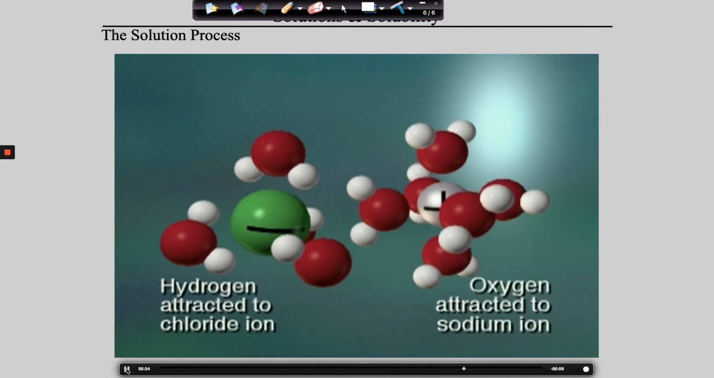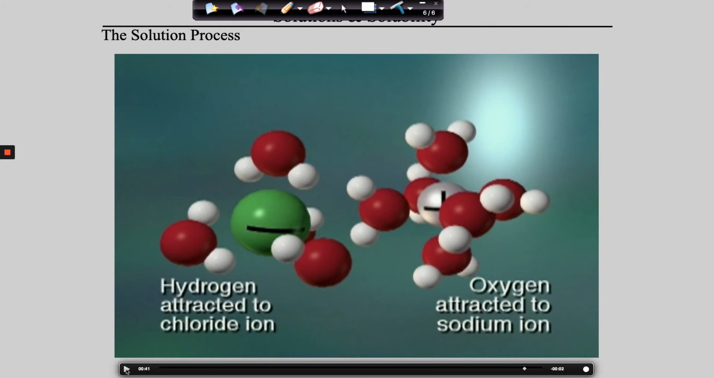On the other hand, water molecules interact with the positively charged cations through the lone pairs of electrons on the oxygens.